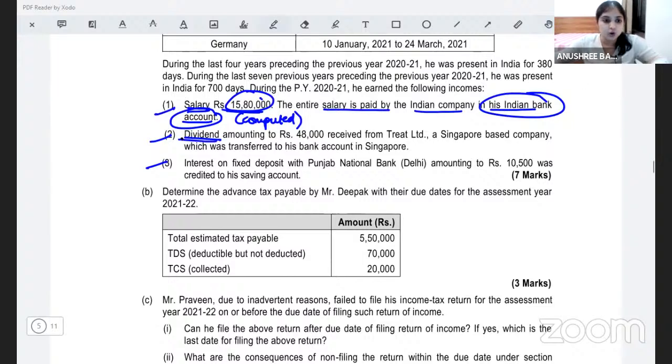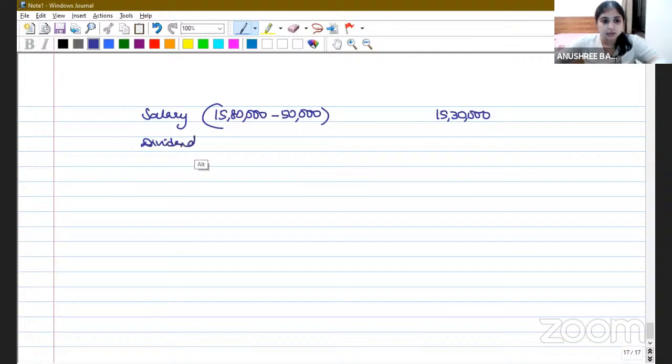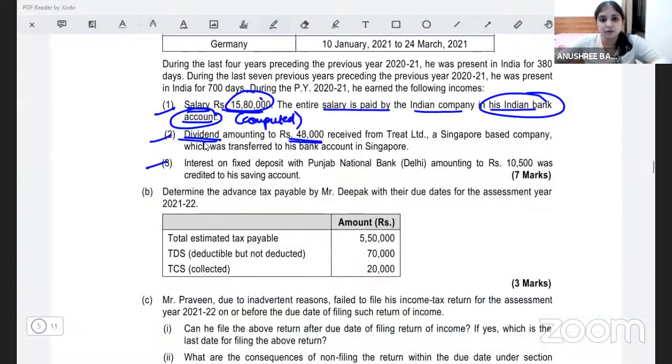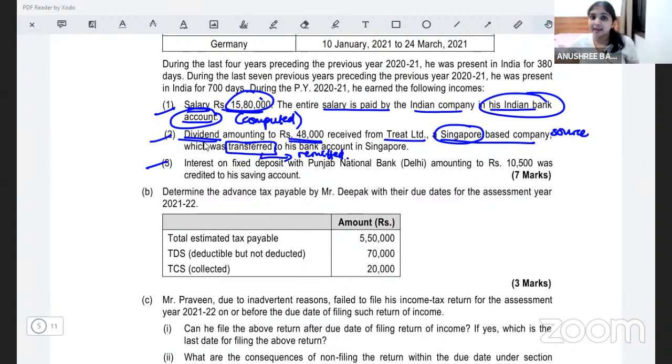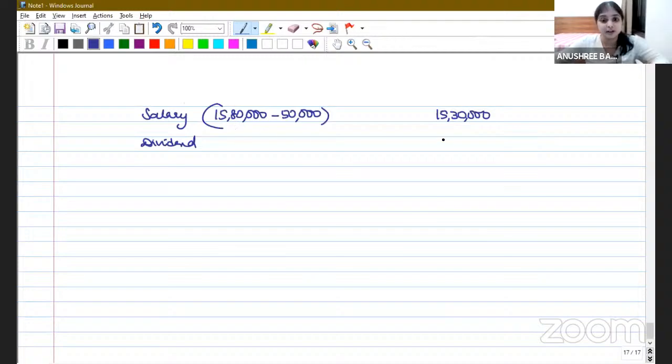Then dividend. He's also having dividend income. Dividend amounting to 48,000 received from Treat Limited, received from a Singapore-based company. So where is the source of this income? Singapore, not in India. It was transferred to his bank account. Transferred means what? It was remitted to his bank account. The source is in Singapore. He would have even received it there, and then he has transferred to Indian account. We know very well transfer and remittance should be ignored. Nothing to do with this.